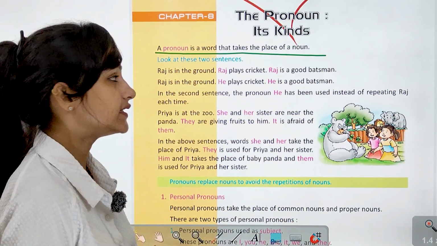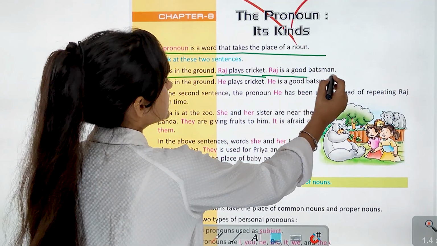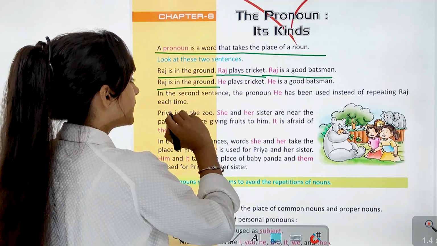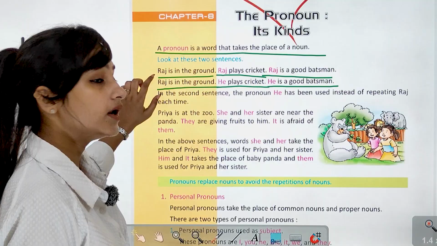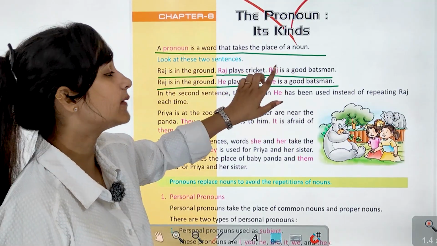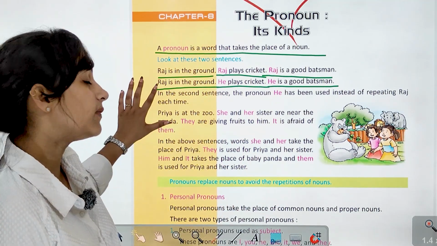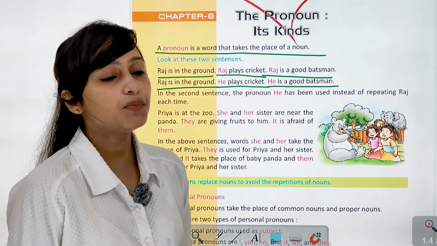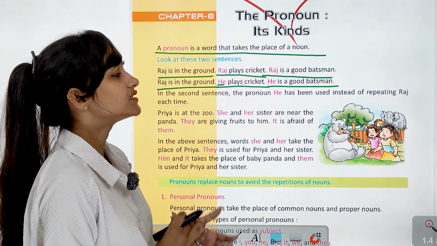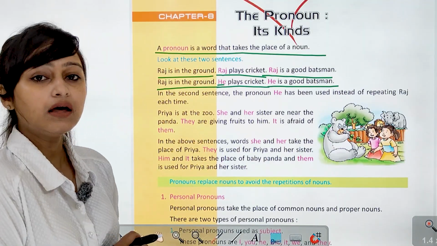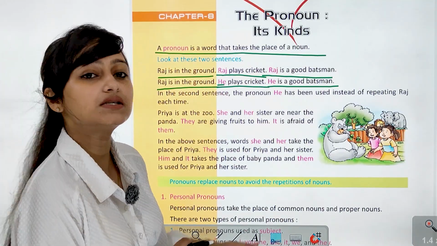So look at these two sentences. Raj is in the ground. Raj plays cricket. Raj is a good batsman. Now in sentence 1, you have seen Raj many times repeating, Raj, Raj and Raj. Simply we can use one time Raj, हम noun को एक बार use कर सकते हैं, and instead of noun we can use pronoun, like: Raj is in the ground. He plays cricket. He is a good batsman. Because Raj is a male, we will use he for that. So he क्या है, हमने Raj की जगह पे use कर दिया. So he is the pronoun.